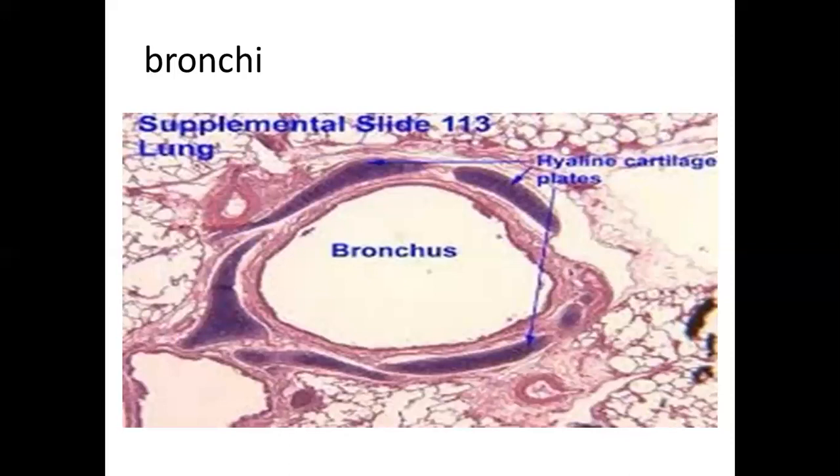Also, we can find seromucous glands and lymphoid elements present in the lamina propria and the submucosa of the secondary bronchi, meaning they are present in the primary and the secondary. The ducts of these glands deliver their secretory products onto the surface of the pseudostratified ciliated epithelium.